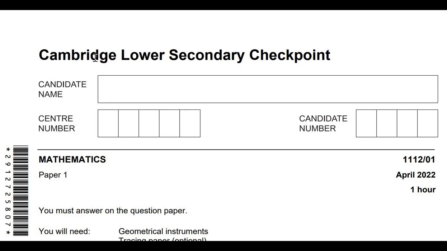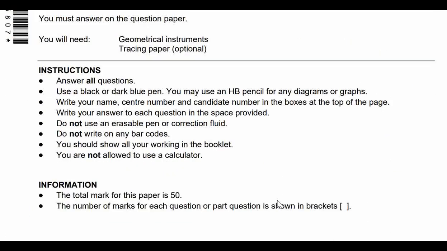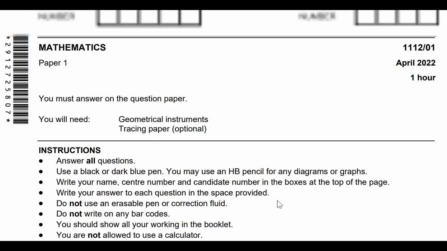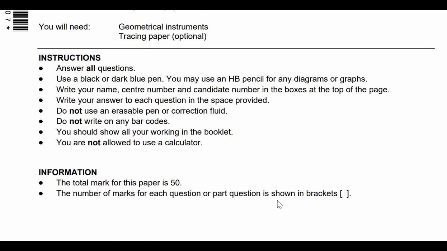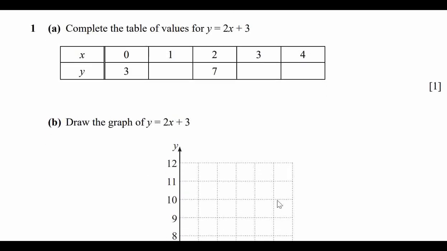Hi guys, today we're going to discuss Cambridge Lower Secondary Checkpoint Mathematics Paper 1 with the past paper code 1112/01. It is from April 2022. The duration for this paper is 1 hour and we will be given total marks of 50. First, let's scroll over the questions. So you may take a screenshot of this past paper and pause this video for a while for self-practice.